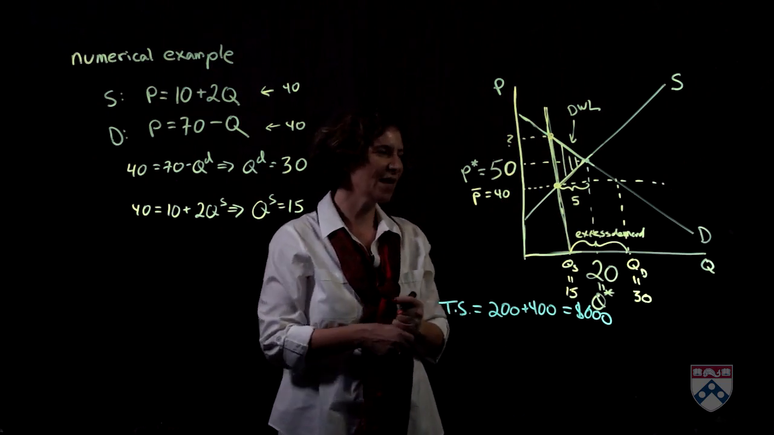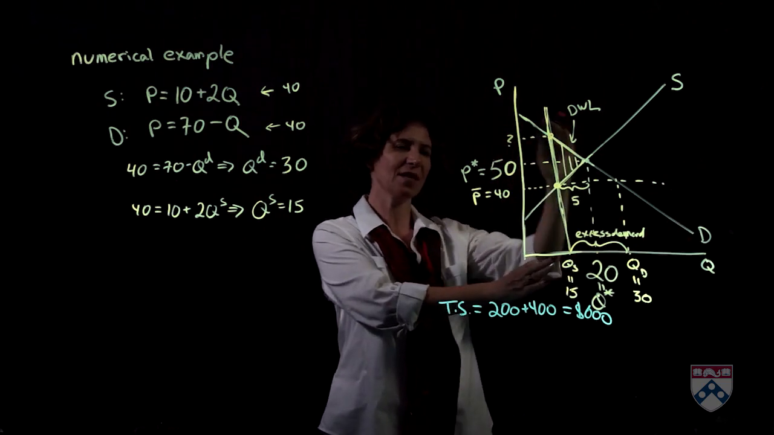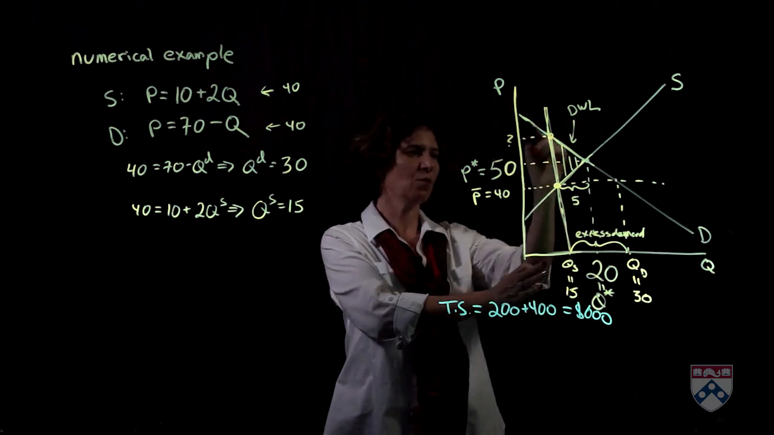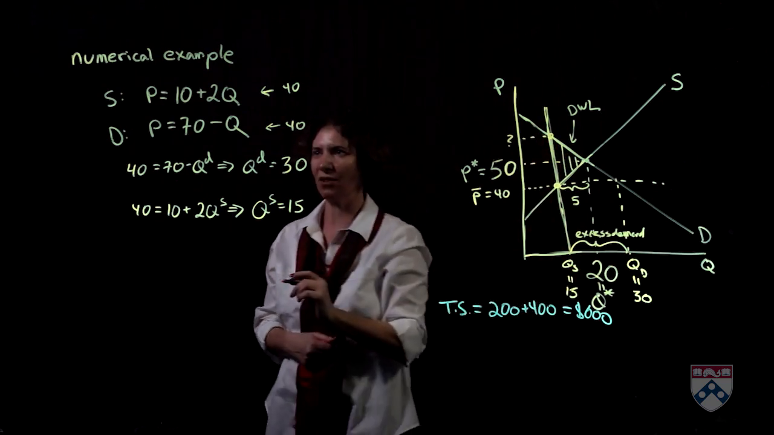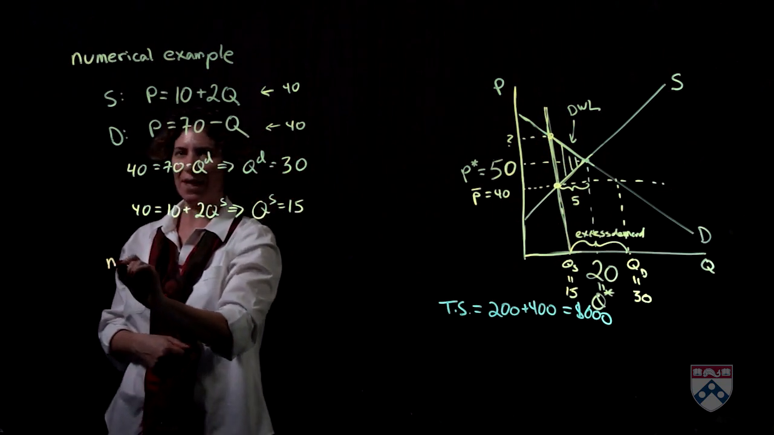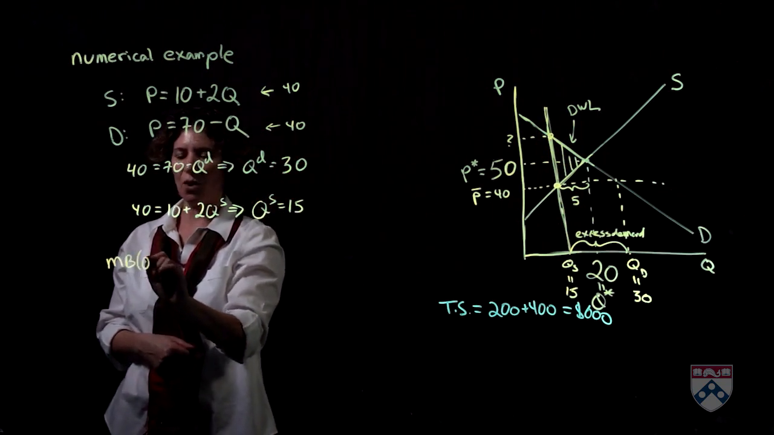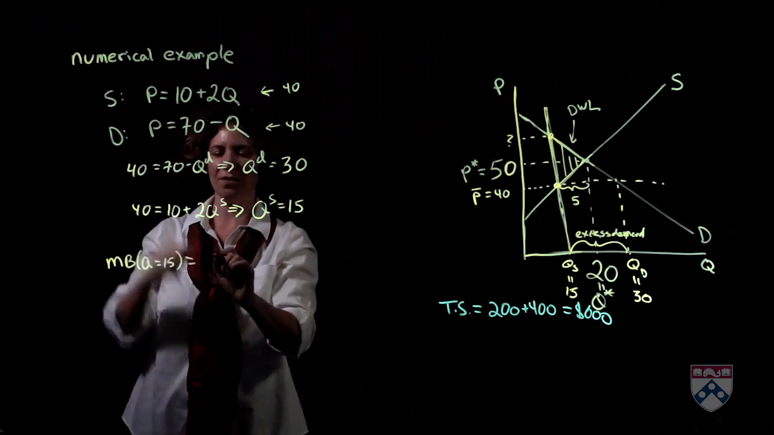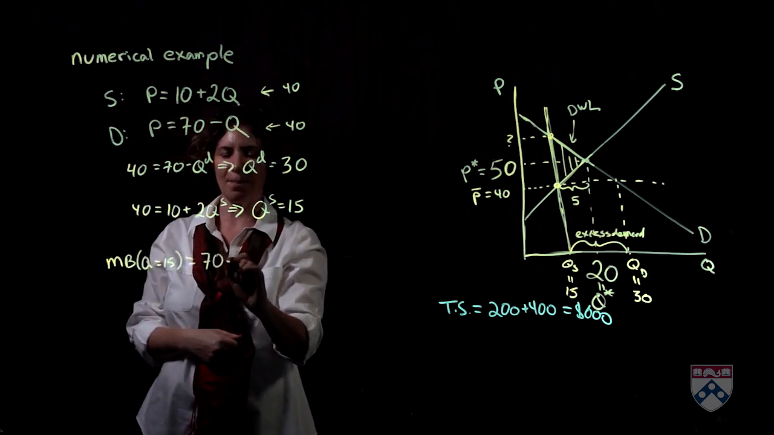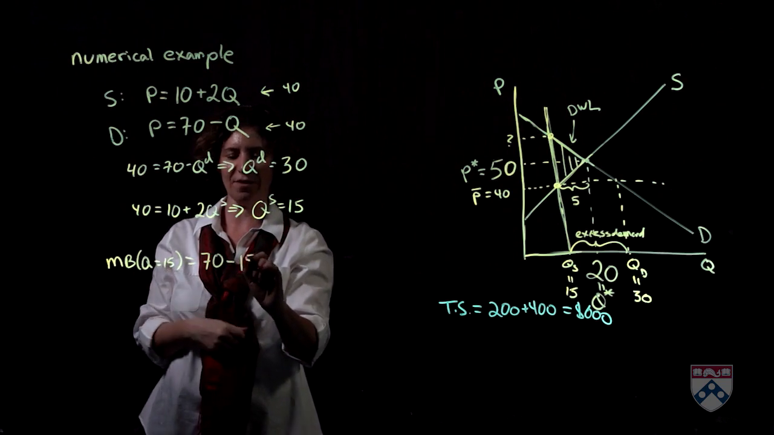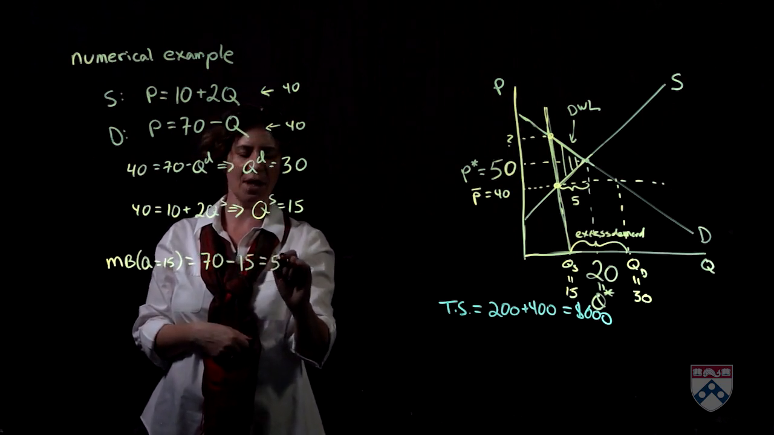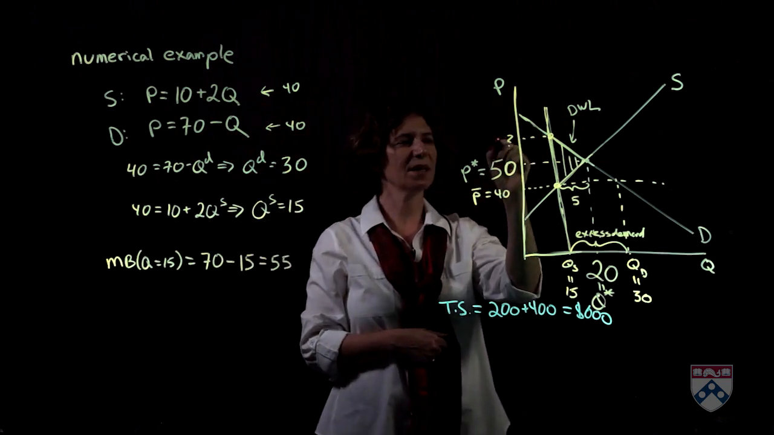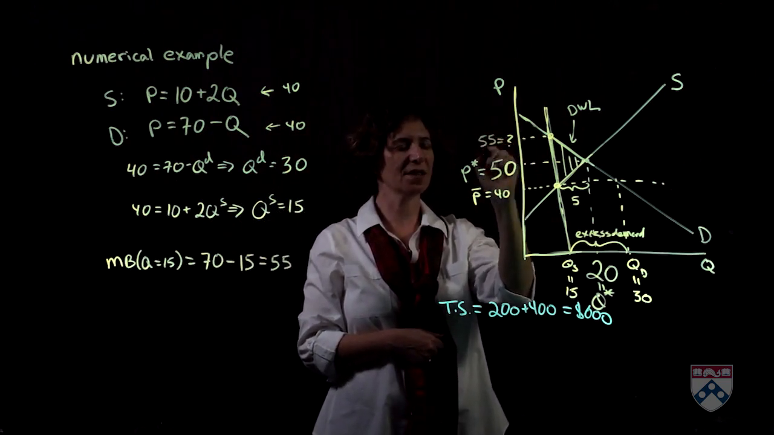The way we do that is by using our equation of the demand curve. We take this quantity of 15 and we plug it into our demand curve. So we get the marginal benefit at a quantity of 15 units is whatever the demand curve tells us, 70 minus the quantity of 15, and we get that the marginal benefit is $55. So this number here is $55.